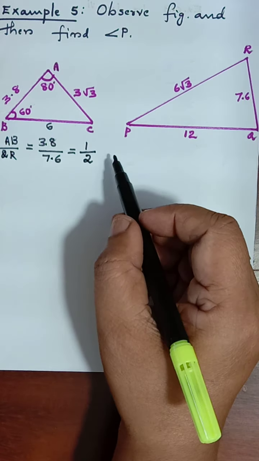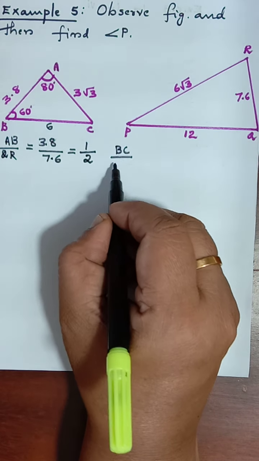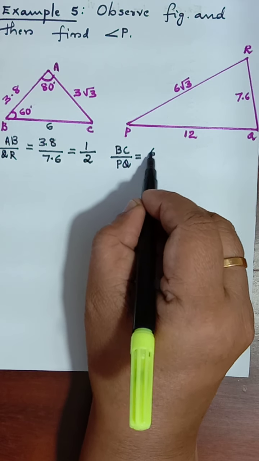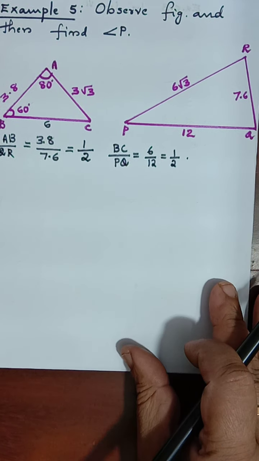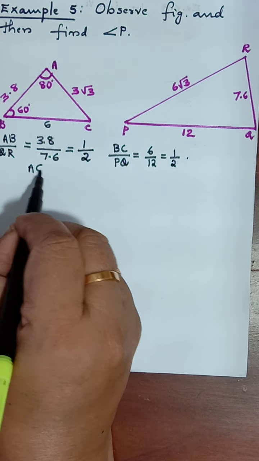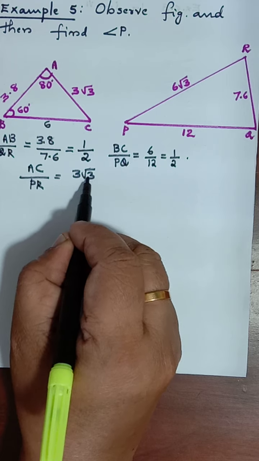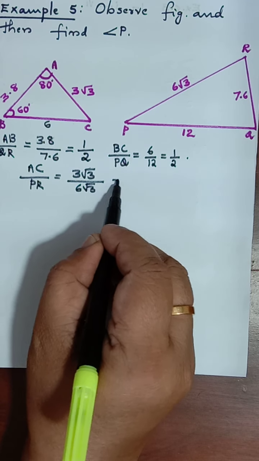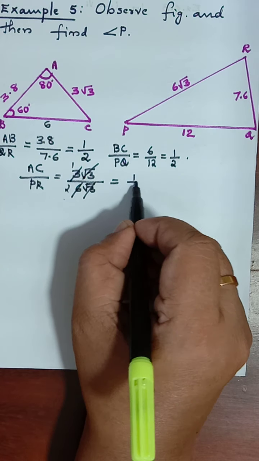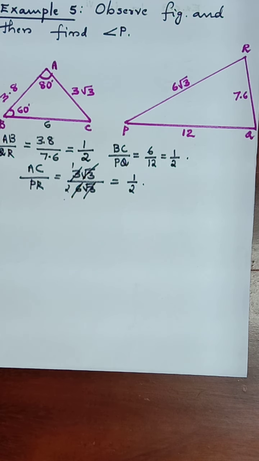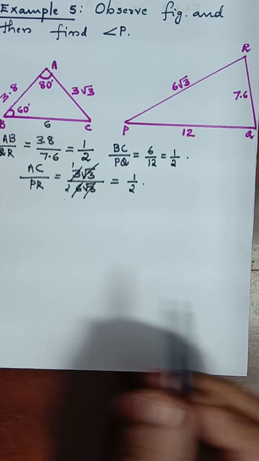Now second point here is, here 6 double is 12. So isn't it BC by PQ? That is 6 by 12 equal to 1 by 2. Okay. Now comes the third side proportionality. Let us take AC by PR. AC is 3 root 3, PR is 6 root 3. So root 3 gets cancelled, 3 one time, 3 two times. So this is also 1 by 2. All the three ratios are equal, therefore we can say by SSS similarity criterion these two triangles are similar.